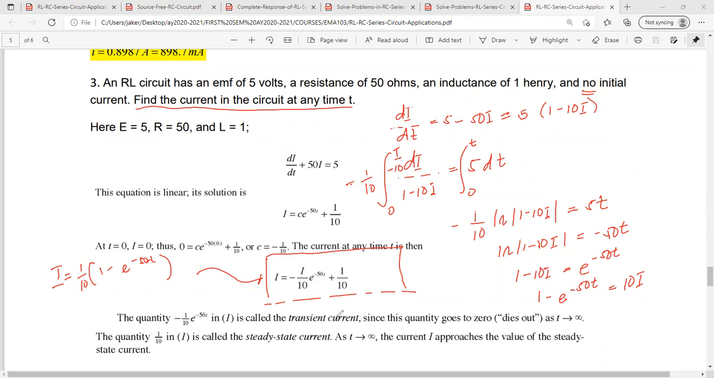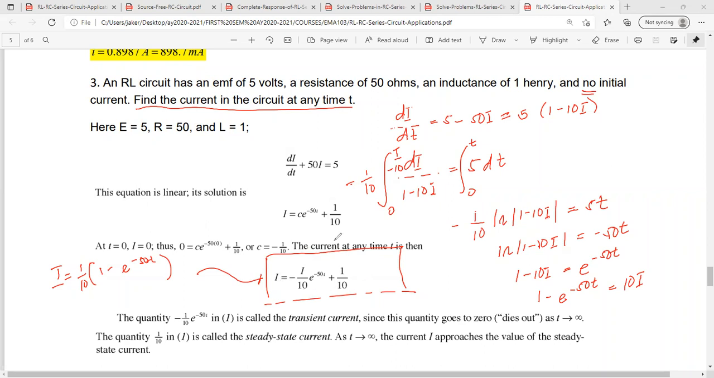Steady state means it no longer changes, because it's a constant. Okay, so take note of those terms. This one is the transient current because it dies out as t approaches infinity. This one is the steady state current because once t approaches infinity, it's in association with the transient current. This is the only steady state value that remains in your equation.